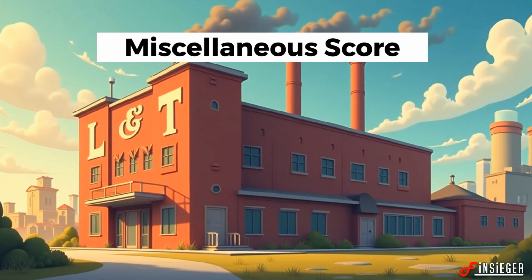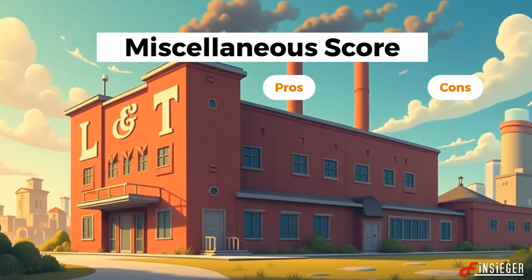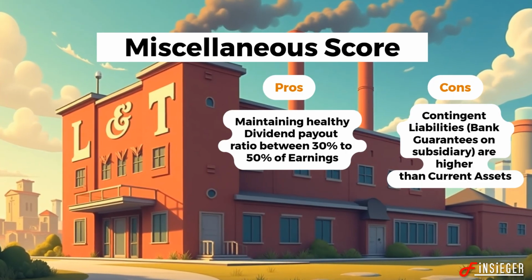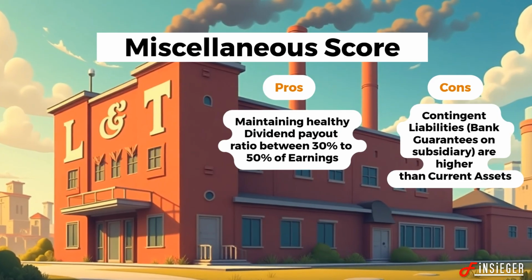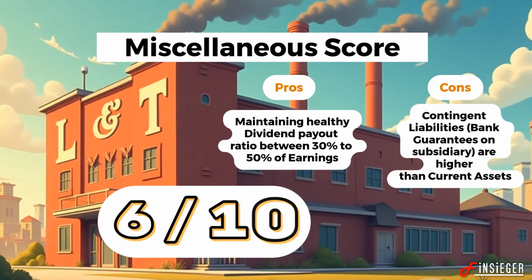In miscellaneous score, we will be looking for other pros and cons of the company. In LNT's case, they have maintained a healthy dividend payout ratio of around 30%. But on the other hand, their contingent liabilities, which are not considered in the current debt, are on the higher side, so they get a score of 6 out of 10.